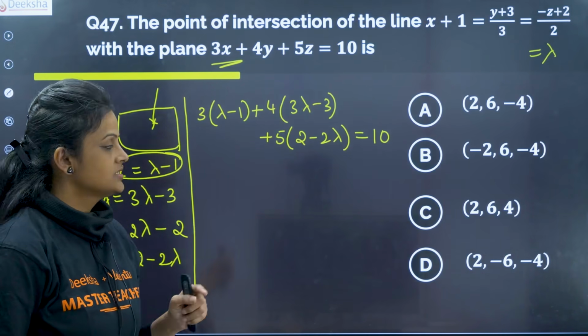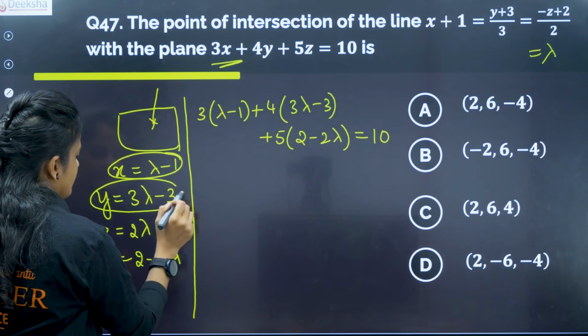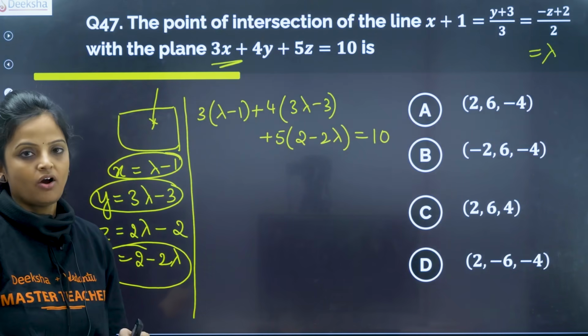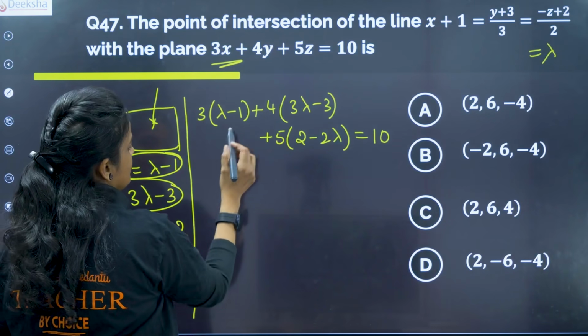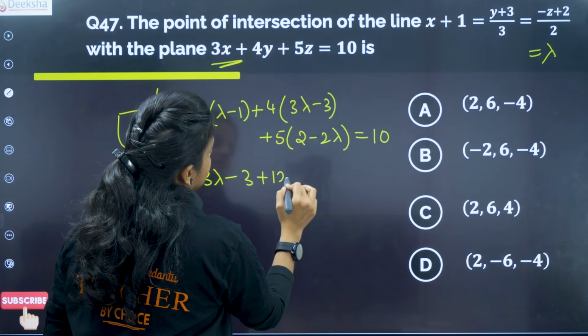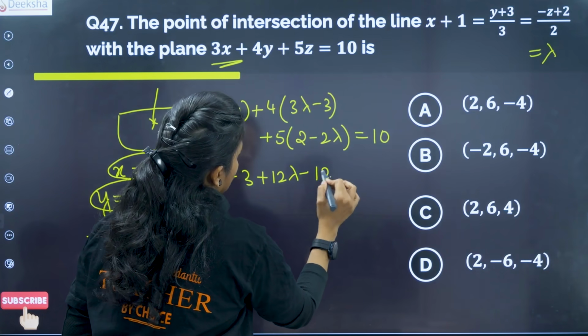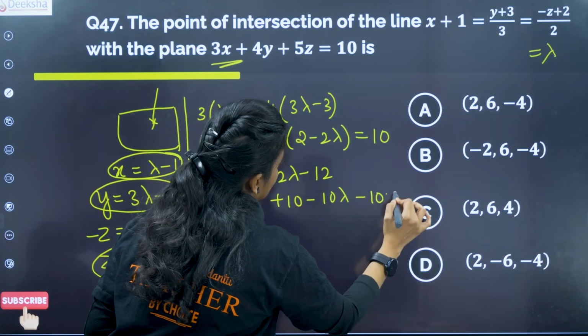On simplifying this, you will get a lambda value. On getting lambda, you will get all these 3 values. Okay, already we have the answer, but with the unknown lambda, to get a lambda, this will help us. After simplifying, we'll get the lambda value. -10 lambda -10 equal to 0.